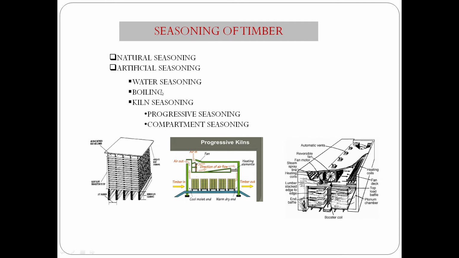Now next process is boiling. Boiling in water or exposing the wood to the action of steam spray is a very quick but expensive process of seasoning. Now next process is kiln seasoning. Kiln seasoning is adopted for rapid seasoning of timber on a large scale to any moisture content. The circulating air takes up moisture from the wood and seasons it. Two types of kiln seasoning are progressive seasoning and compartment seasoning.